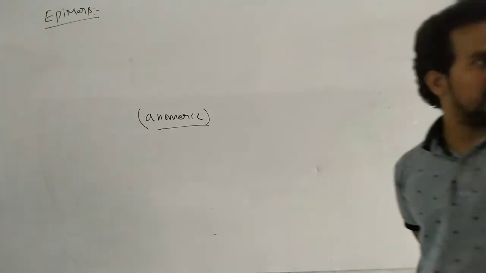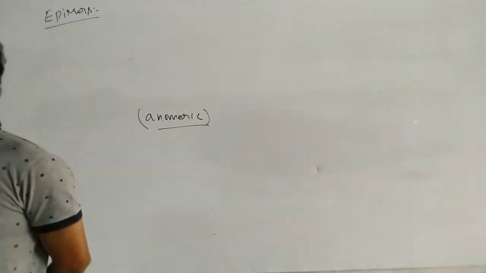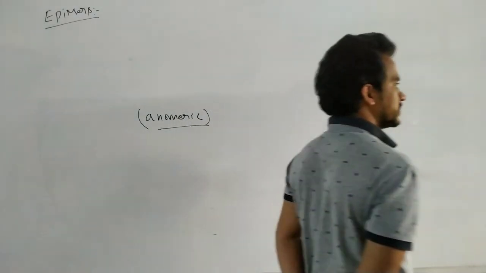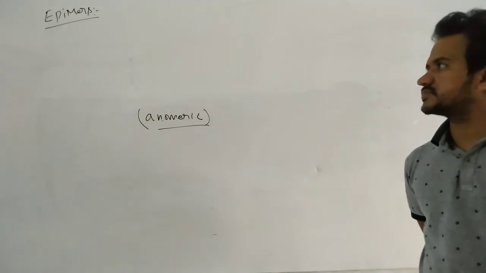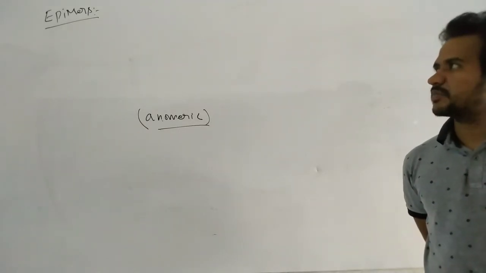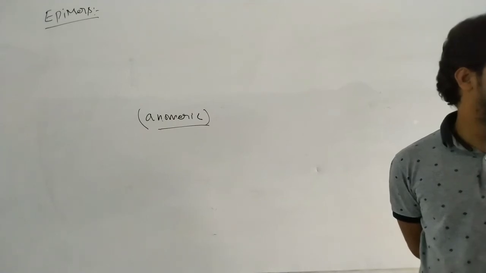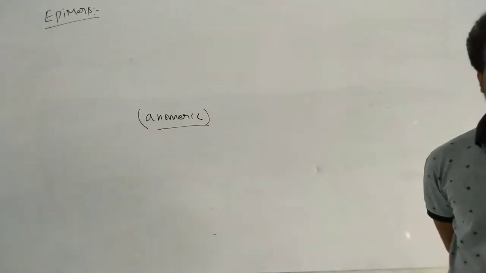Okay. Other than anomeric carbon. What is this anomeric carbon? We will discuss in next class. Okay. The pair of diastereomers which have different configuration at only one carbon, those are called as the epimers.